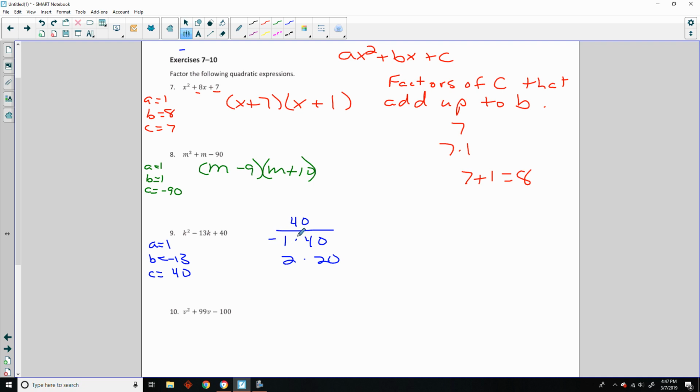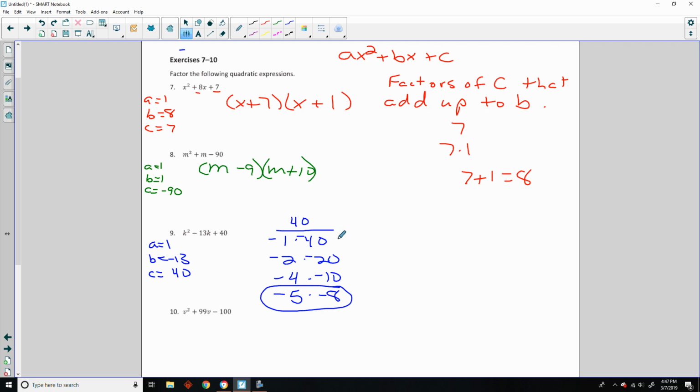And you're going to learn that after a while. It just gets to be common, just second nature to do that quickly. Okay, so negative 2 times negative 20 is 40. 3 won't go. Negative 4 times negative 10 is 40, and that's negative 14. Okay, and we keep going. Negative 5 times negative 8. 5 times 8 is 40. Negative times negative is positive. And there is our negative 13 if we add them.